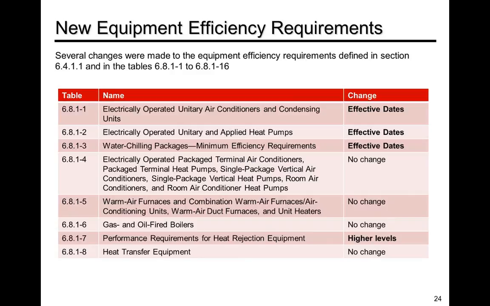So you can see Table 1 changed, that's our unitary air conditioning equipment. Table 2, which is the heat pumps. Table 3, which is chillers, that's a date-specific one that went into effect. You can see down there on Table 7, heat rejection equipment, those are cooling towers. Let's go to the next slide.